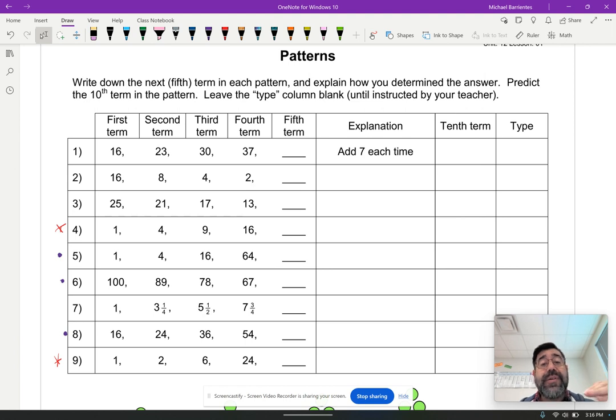So we're going to start with numbers. We're going to get into shapes. And then we're going to find formulas to describe these patterns. That's kind of the goal of this unit. But let's start with something basic.